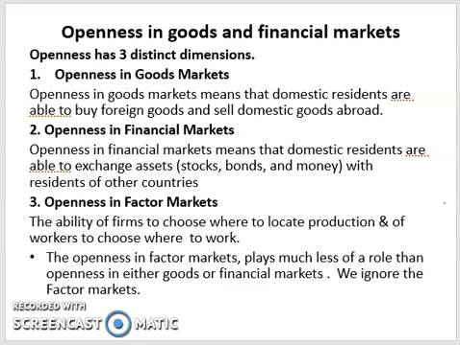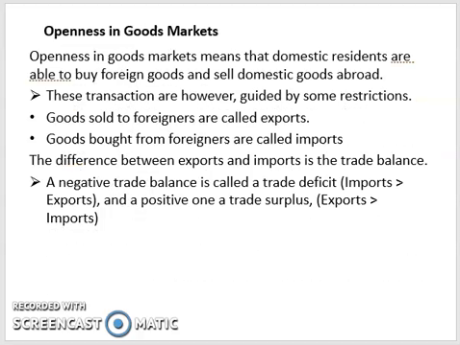However, in the short run and medium run, openness in the factor market plays much less of a role than openness in the goods market and the financial market. Therefore, we shall ignore the openness in the factor market and focus on the implications of the first two dimensions of openness. So we're not going to look at the openness in the factor market.